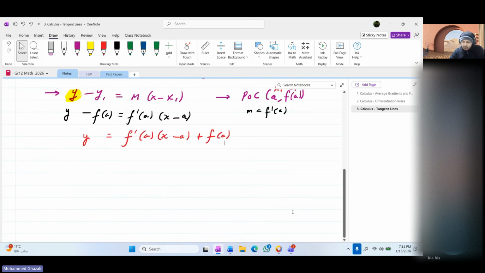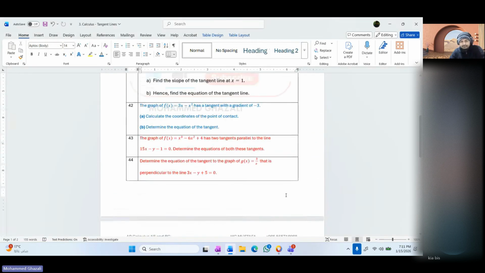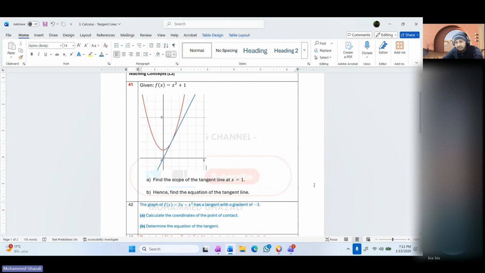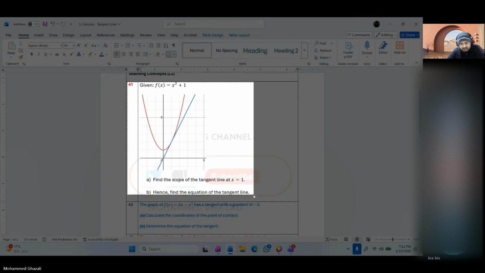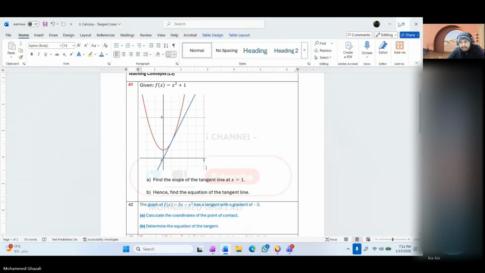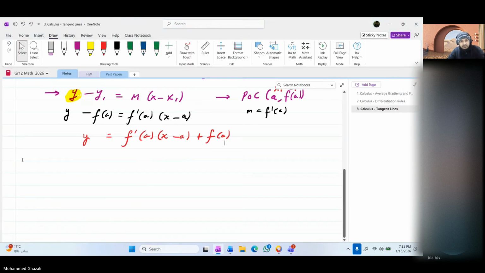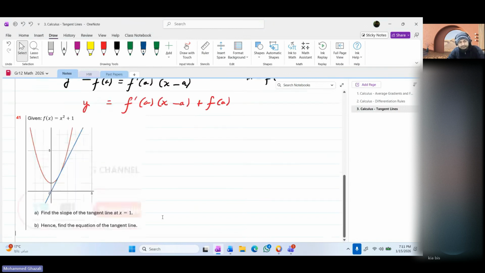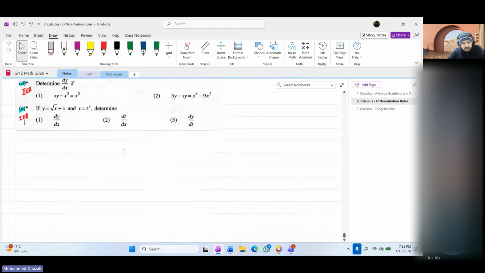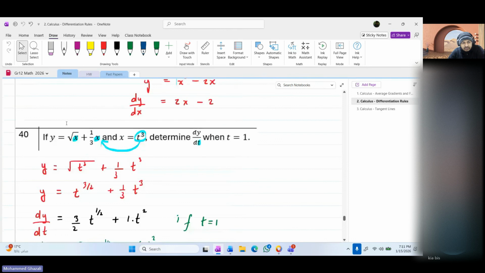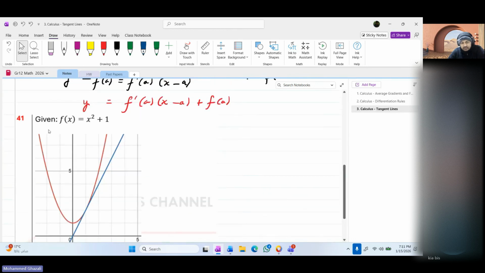So now let's look at one question that I have. We have to do questions for understanding purposes. So I have about 6 questions. Right, so I'm continuing my question series for calculus. So we stopped at question number, what is it? Question number 40. So now we are at question number 41.